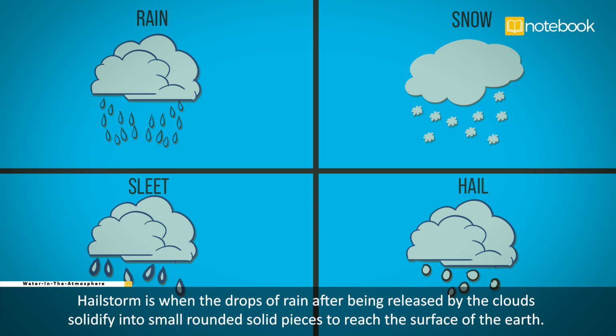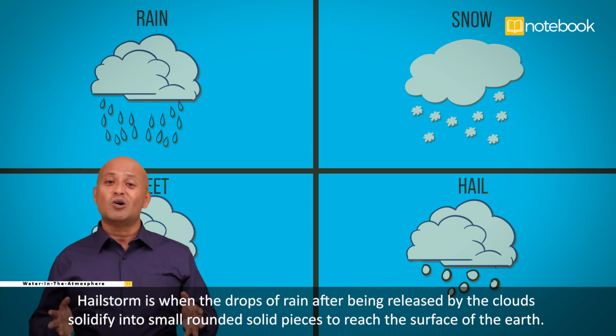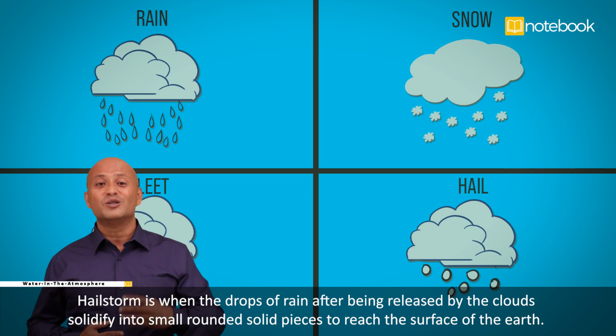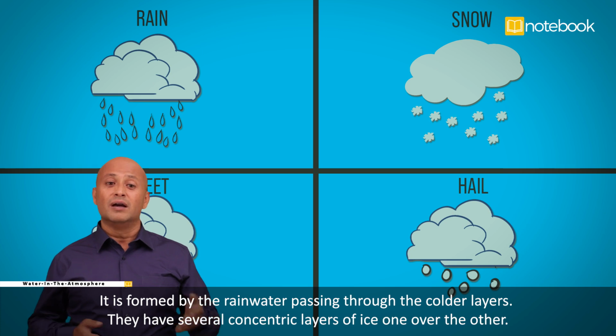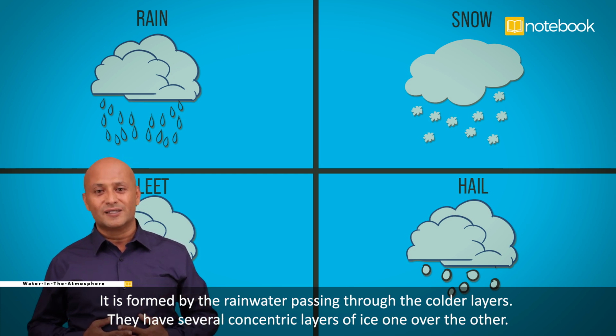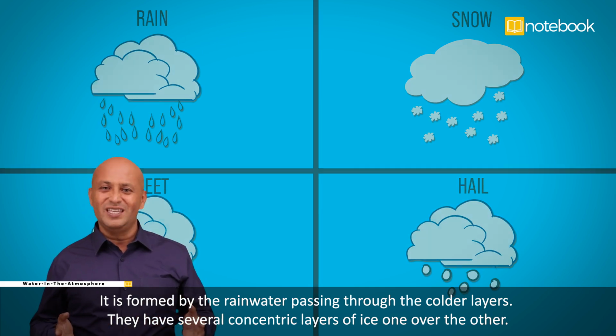Hailstorm is when the drops of rain, after being released by the clouds, solidify into small rounded solid pieces to reach the surface of the earth. It is formed by the rainwater passing through the colder layers. They have several concentric layers of ice, one over the other.